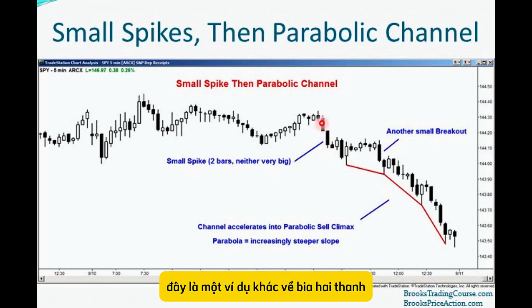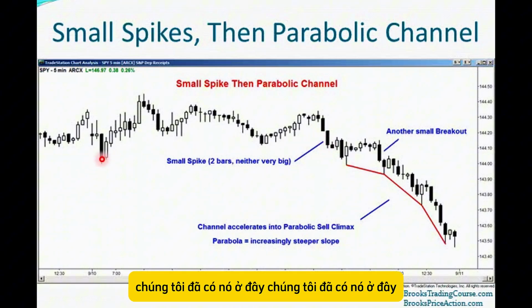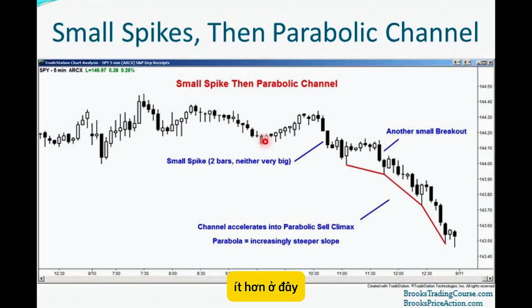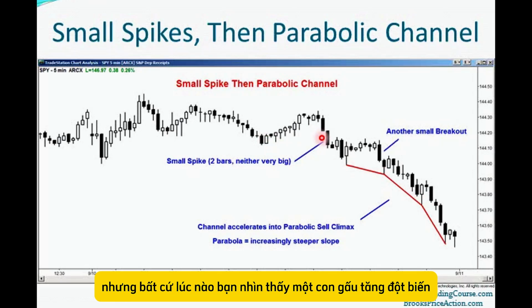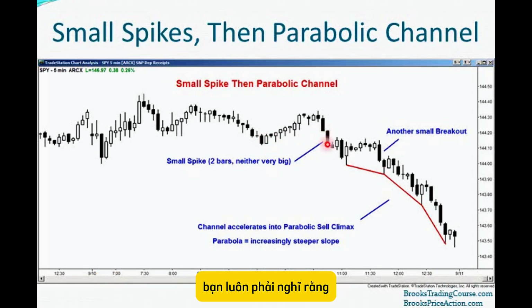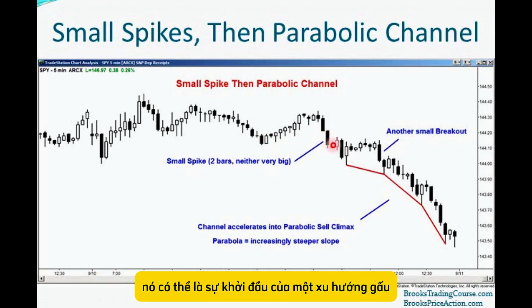Here's another example, a 2-bar bear spike within a trading range. And it could simply be a sell vacuum test of the bottom of the range. We had that over here. We had it over here. Less so over here. This could be simply another version of it. But anytime you see a bear spike, you always have to be thinking that it could be the start of a bear trend, and it could be followed by a channel.